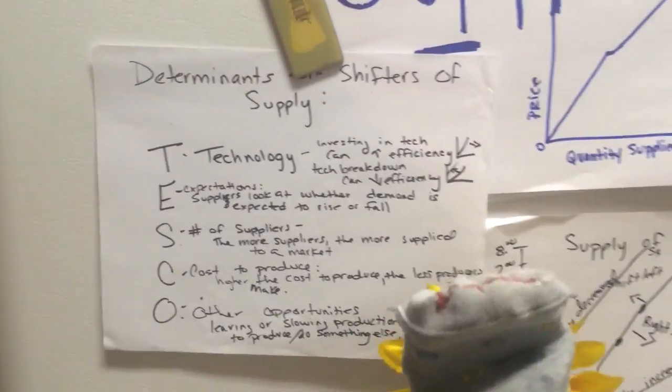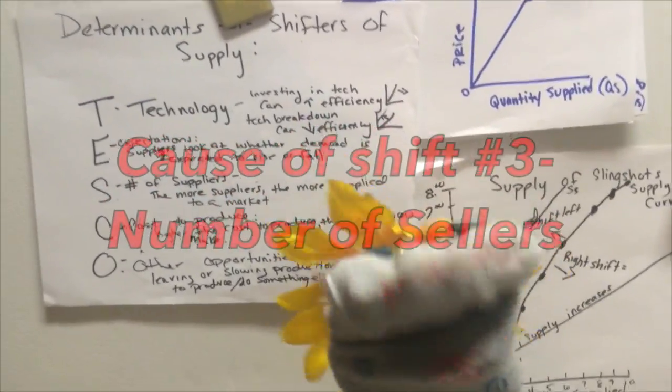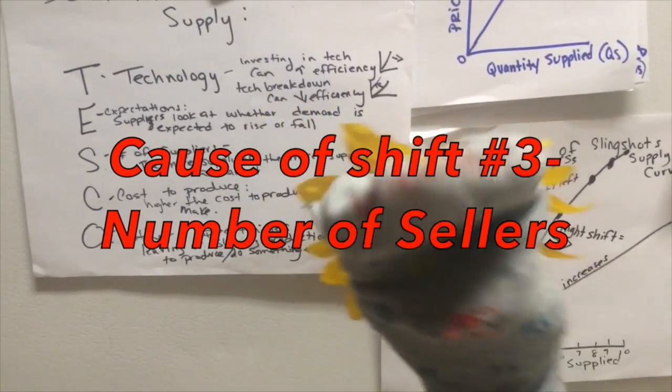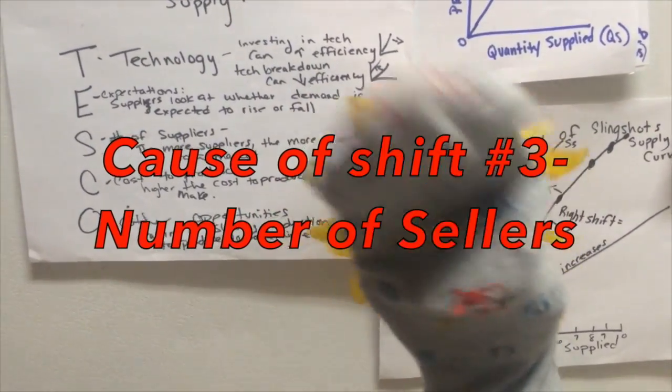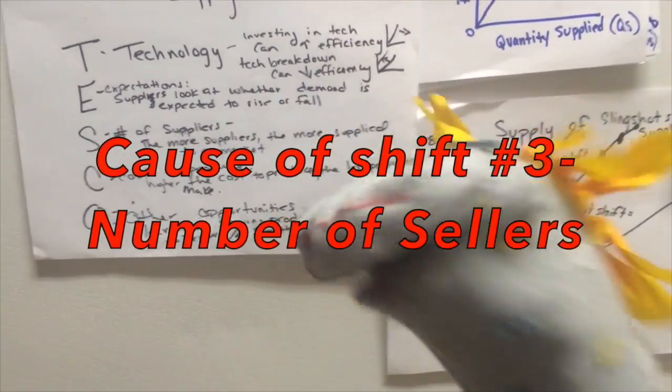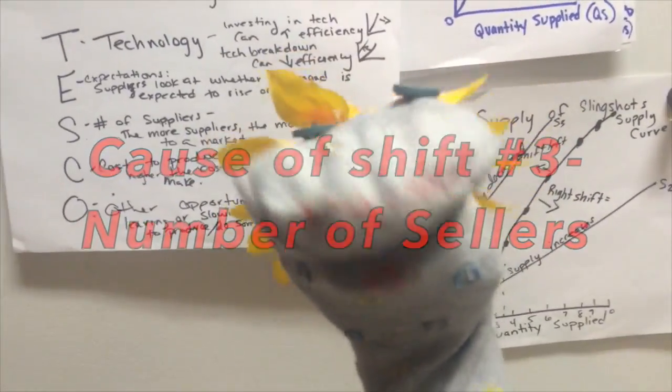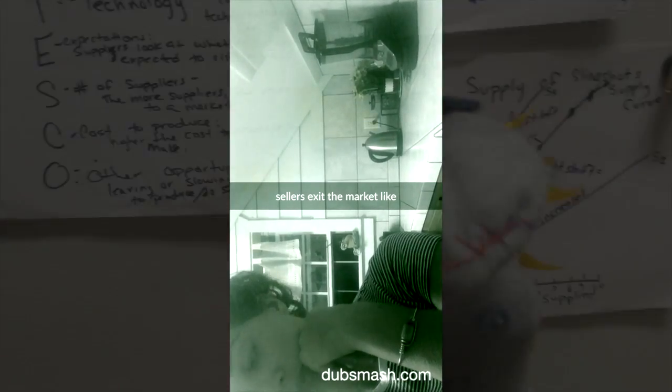The number of sellers is also going to increase or decrease supply. You figure the more sellers, the more suppliers, means the more supply. If there are very few sellers, that means that supply may decrease. Or if sellers leave the market, again, decrease.